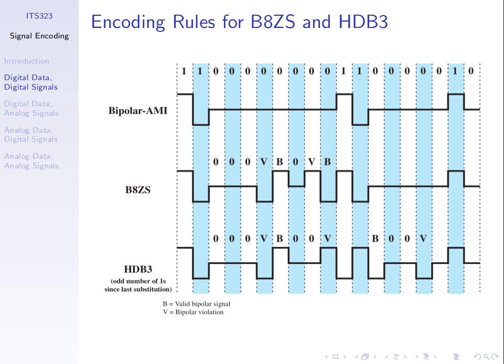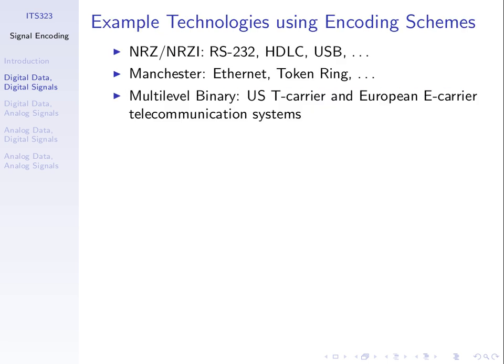Last thing, where are they used? Non-return to zero are the simplest ones, used, for example, in USB. Some serial devices, RS232 serial devices, use them, and there are others. Manchester encoding is used in your wired Ethernet, so in your wired LAN connections. Some of the more complex ones we didn't go through, the HDB3 and so on, are used in long-distance WANs, wide area networks. There are some examples of where they're used.